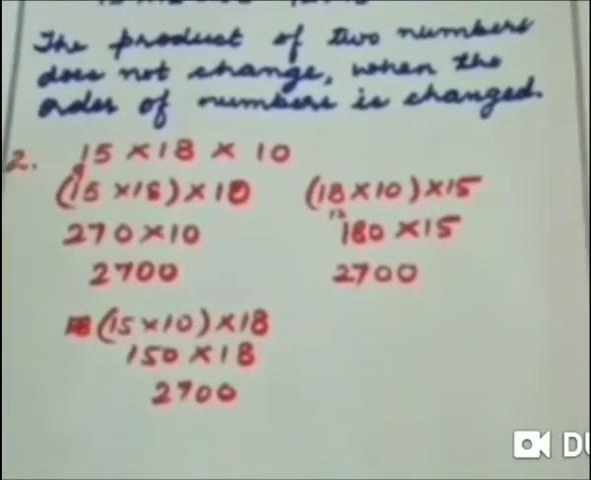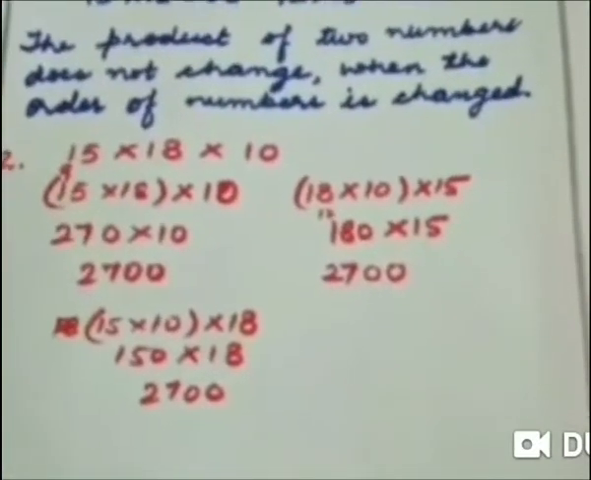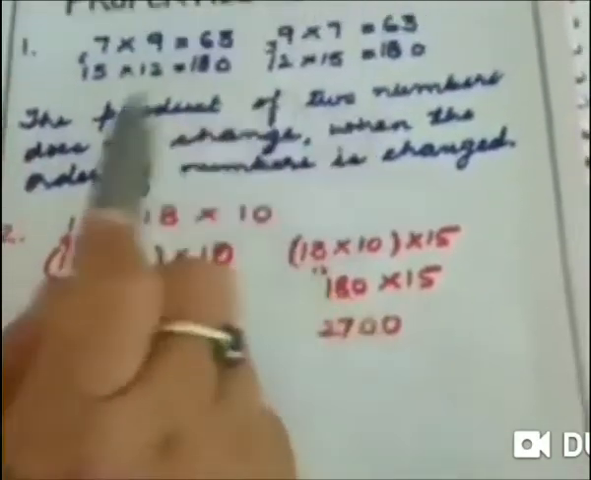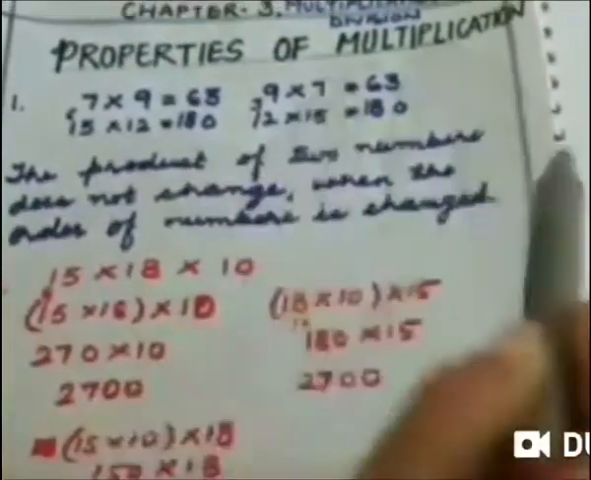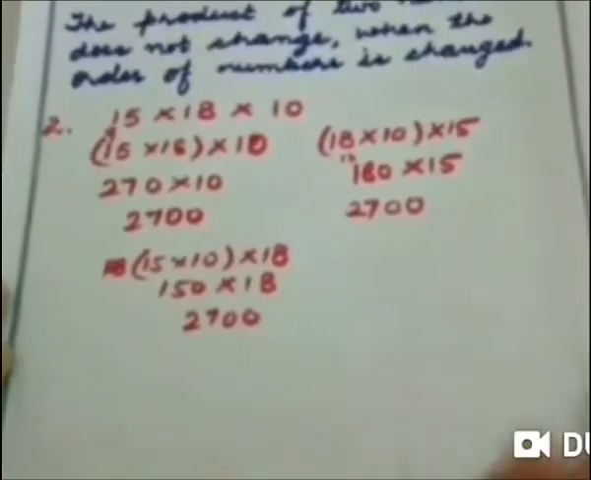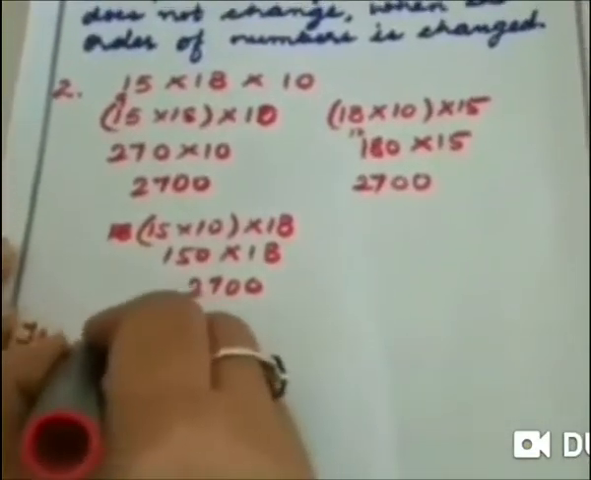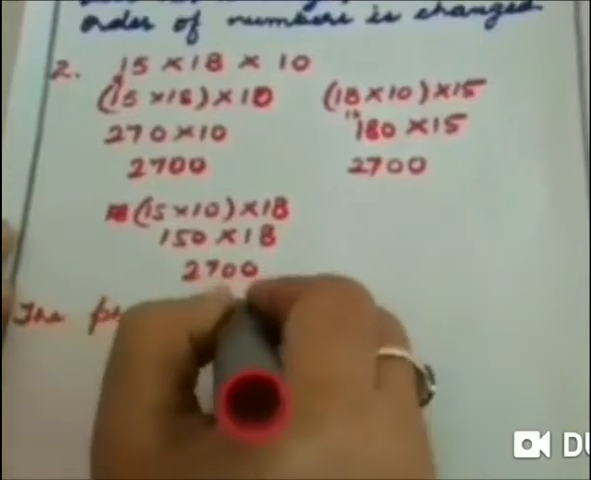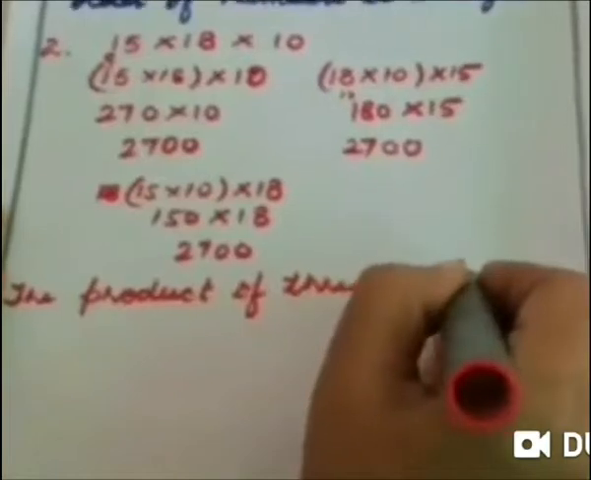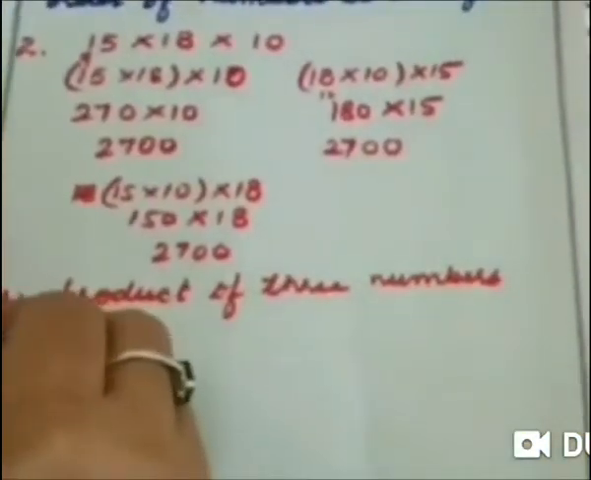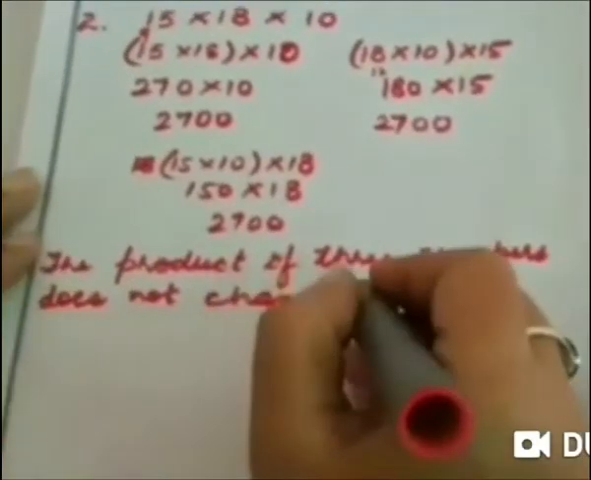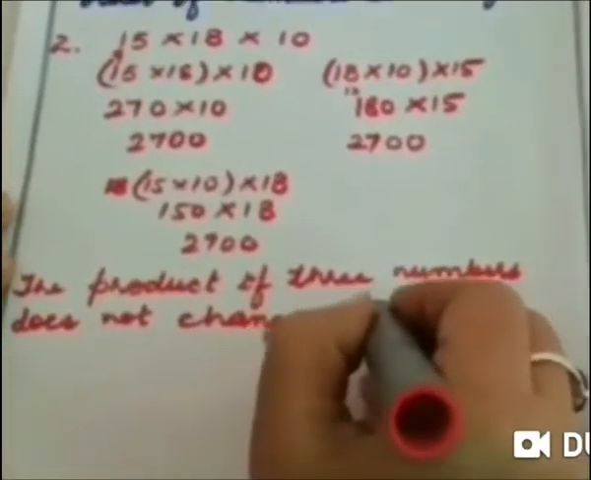Now here you can see that whatever group I may form first and then multiply by the third number, every time the product is the same. As we had done here, that the product of 2 numbers does not change. Similarly, the product of 3 numbers also does not change when the grouping of the numbers is changed. So now we will sum up the property as the product of 3 numbers does not change when the grouping of numbers is changed.